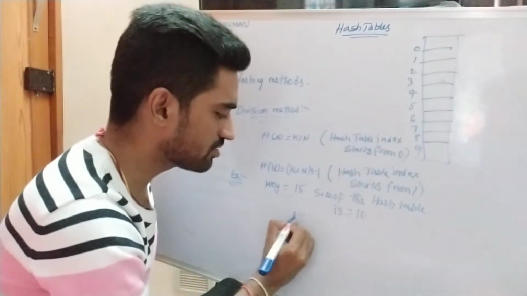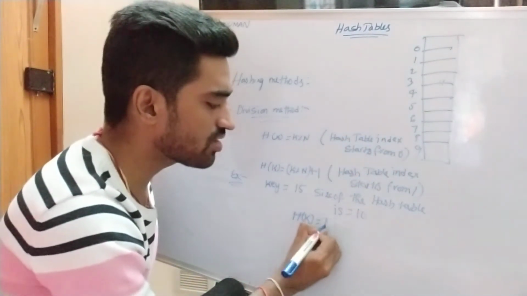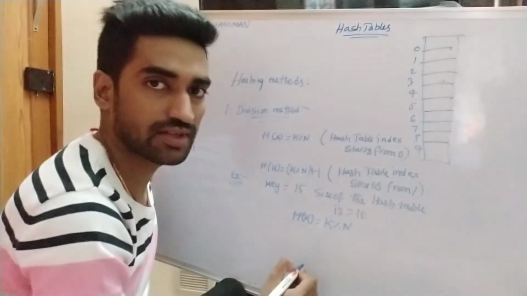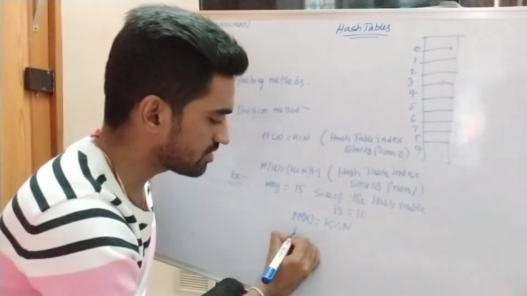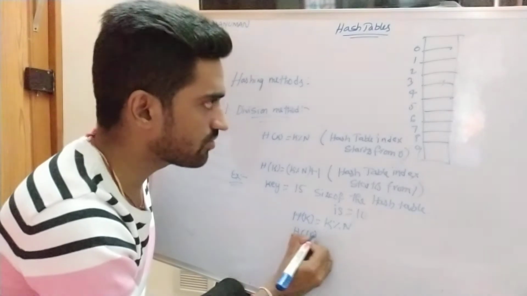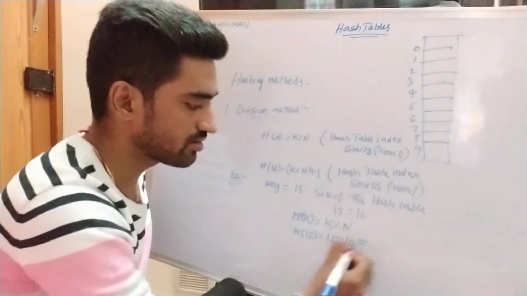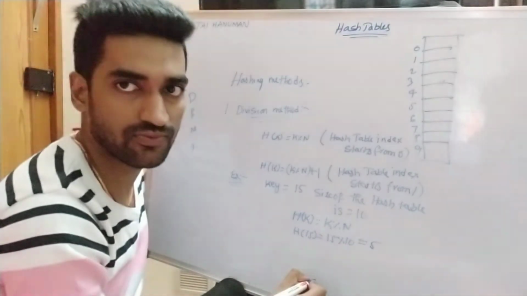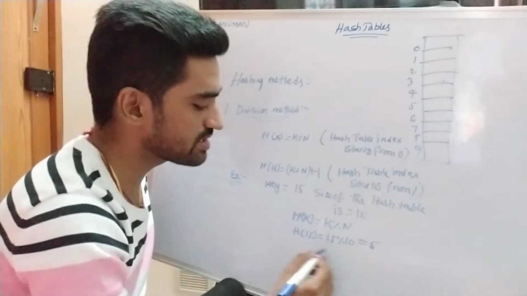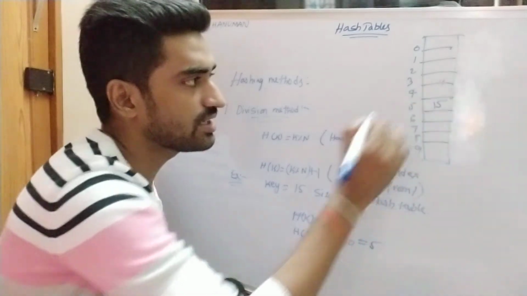What is the formula? H of k is equal to k modulo n. So h of 15 is equal to 15 modulo 10. What is the remainder value? 5. So at the 5th position, we are inserting the key element 15.